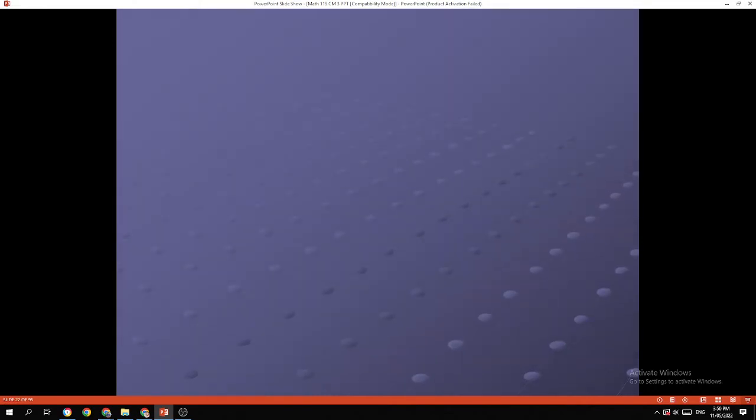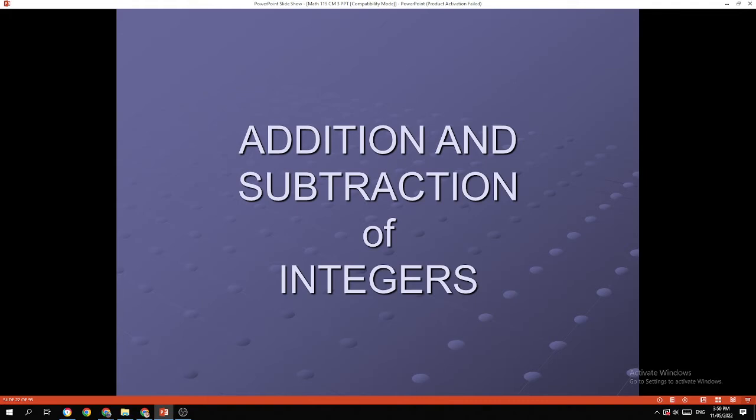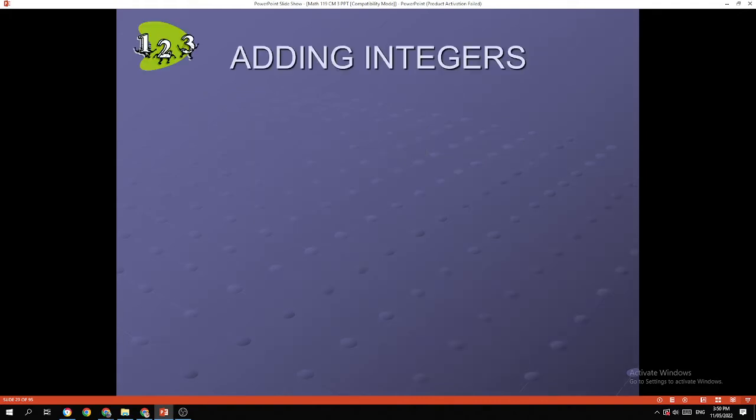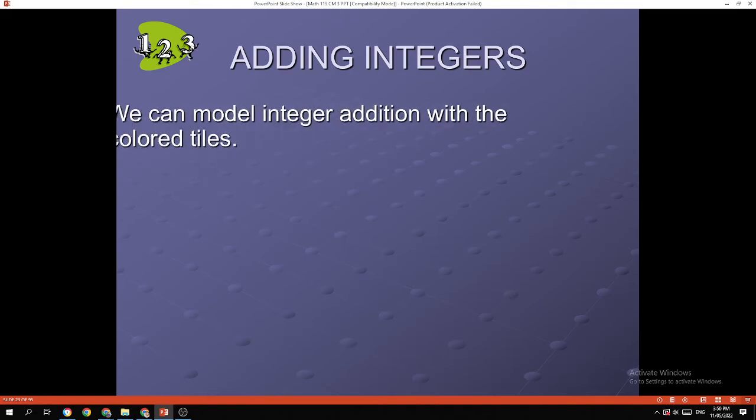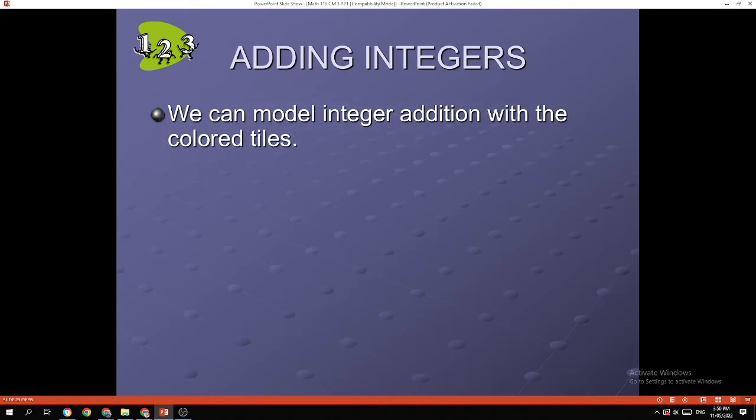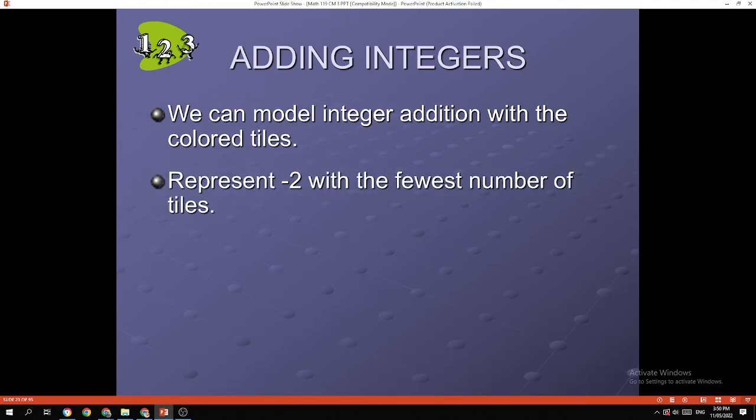Now, let's go to the first operation. I'm going to begin with addition. How do we add integers using colored counters? It's very simple. We can model integer addition with colored counters. Represent negative 2 with the fewest number of tiles. Okay. This is negative 2, right?